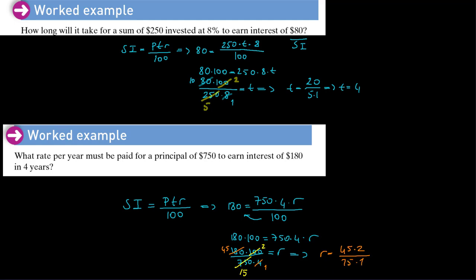Then I'm going to continue to simplify, let's use this color, 45 and 15, they are both divisible by 15, this is going to be equal to 1, so here the answer comes up, R is equal to 3 times 2 divided by 1, which is equal to 6 over 1, this is equal to 6, which means that the rate is equal to 6%.